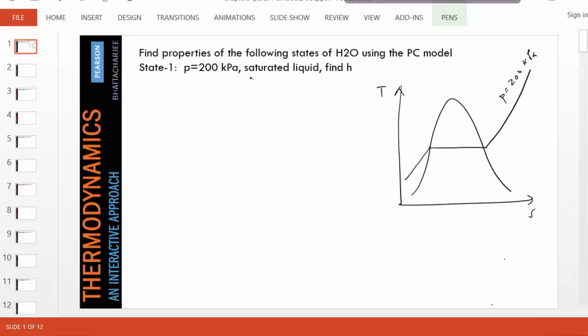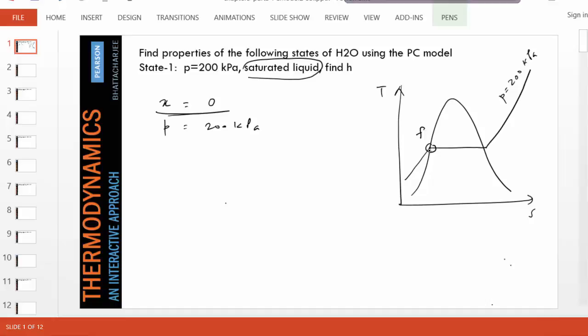What else is given? It's saturated liquid. That means X must be 0 and pressure must be 200 kPa. That's what is given. X equals 0 means we are somewhere along this line. So this must be an F point, saturated liquid.